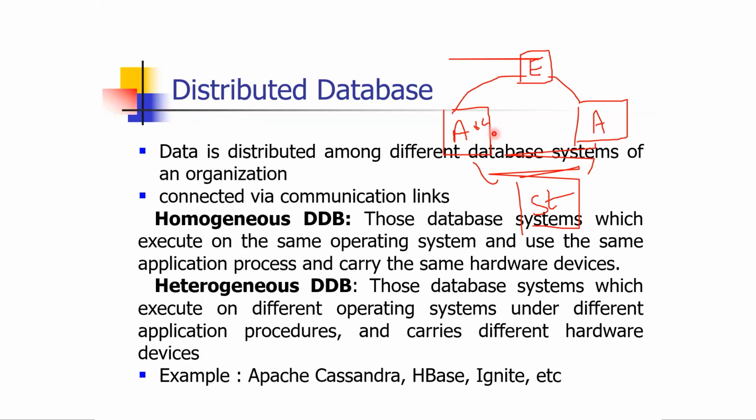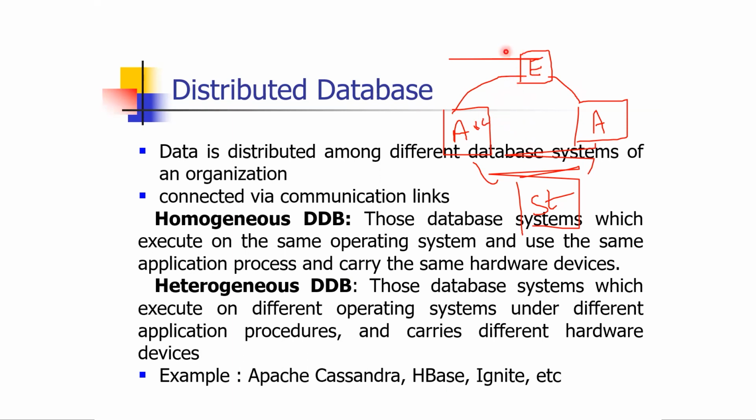Again, listen carefully. Distributed means it is distributed at different levels. For example, for a college, there will be one database for the examination department, one for the admin department, one for the accounts department, one for the store department. So different departments have different databases. These databases are called distributed databases because we are not keeping them at a central level. We are having them at different levels.